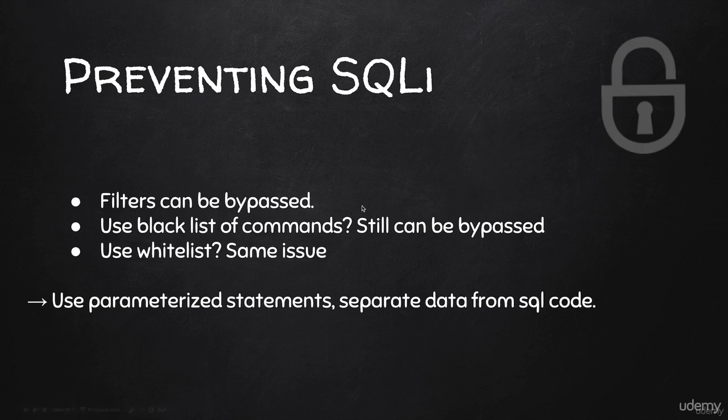Filters can make it look like there are no exploits, but if you actually try harder by using encoding, different types of encoding, or using a proxy, then you'll be able to bypass most of these filters. Some programmers use a blacklist, so for example, they prevent the use of union, they prevent the use of insert and stuff like that. Again, it's not 100% secure, it can be bypassed. Using a whitelist has exactly the same issues as the blacklist.